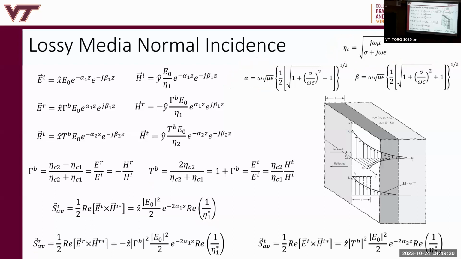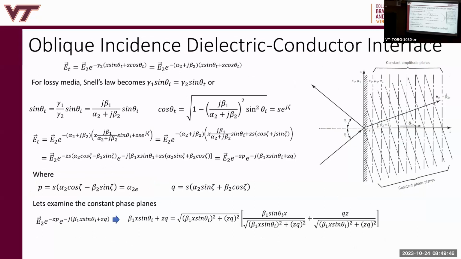So use the same expression. Gamma and T take the same form. So now they use the complex wave impedances. And we saw expressions just like this in the last lecture when we were looking at the power density of waves in lossy media. Good. All right. So oblique incidence now, let's mix it up.